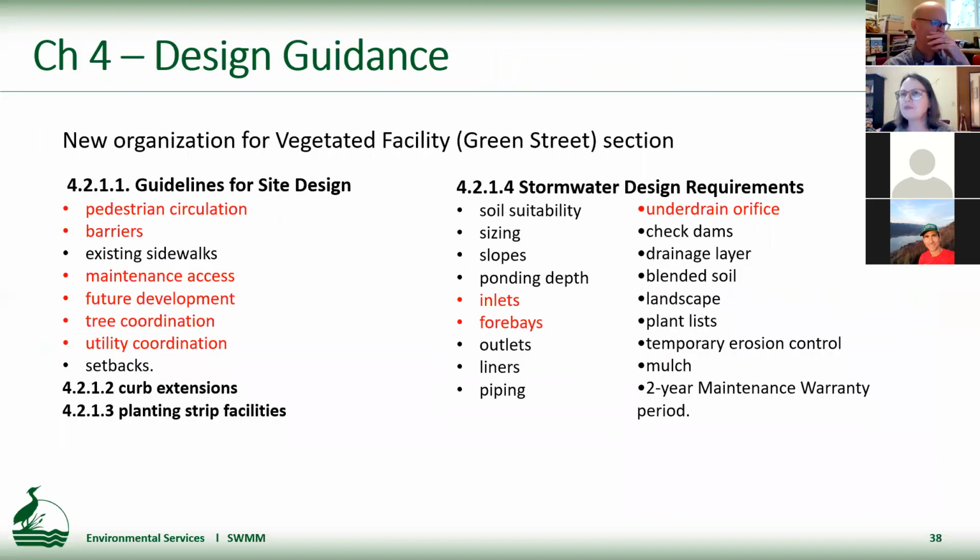and give some examples about how that will apply. So for the vegetated facility section, there's a new subsection called Guidelines for Site Design, and this includes information that PBOT and BES have been collecting and applying over the years for our best practices in horizontal design and relationships with pedestrians and curb ramps and trees and a variety of things. So I'll talk a little bit more about that. The stormwater requirements are mostly the same, except for what Henry mentioned with the underdrain.